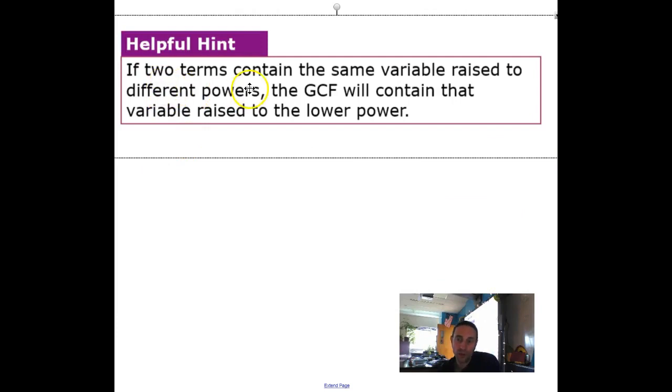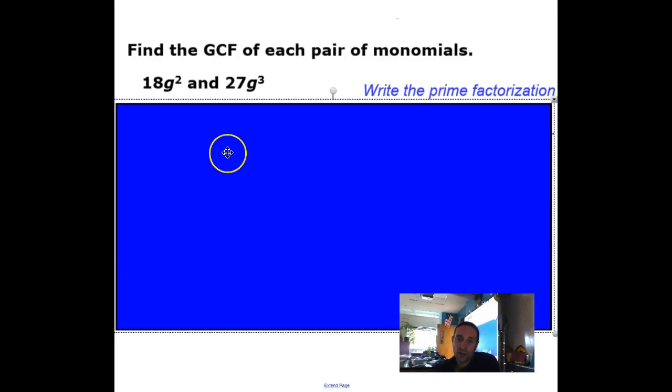If 2 terms contain the same variable raised to different powers, such as a to the 4th and a to the 5th, the greatest common factor will be the variable raised to the lower power. So in my example, a to the 4th is the greatest common factor of both a to the 4th and a to the 5th. And that's true of numbers as well. All right, so I want you to try these next 2 problems. Find the greatest common factor. Pause the video.